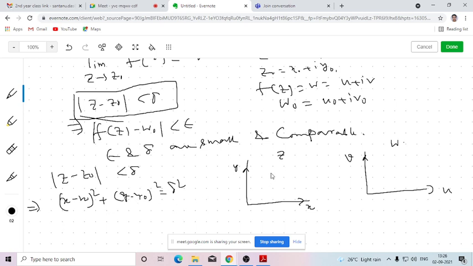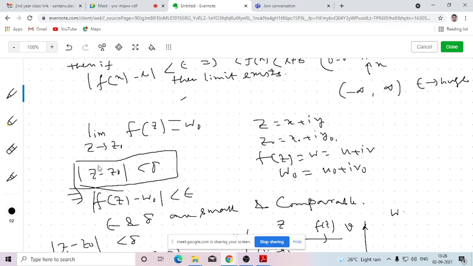So we are considering one circle. This radius is delta and the center is x0 comma y0. We will be varying the independent variable around x0 y0, where we need to find the limit. Inside the circle, we take the values of z, the independent variable. Then, by defining the function f(z), each and every point will be mapped to some point in the w plane. Now, |f(z) minus w0| less than epsilon.